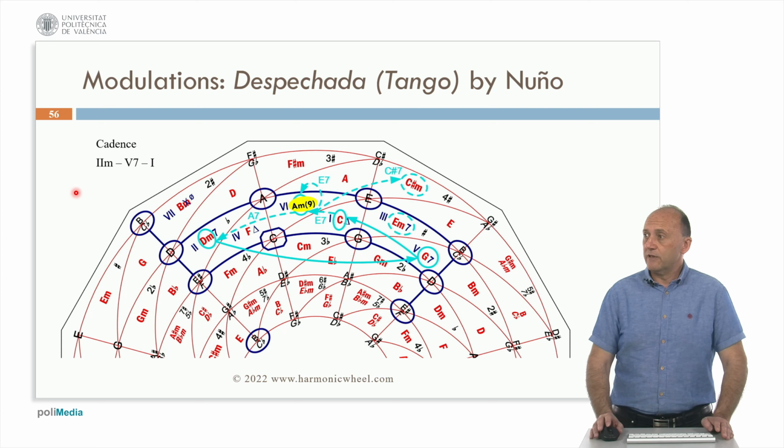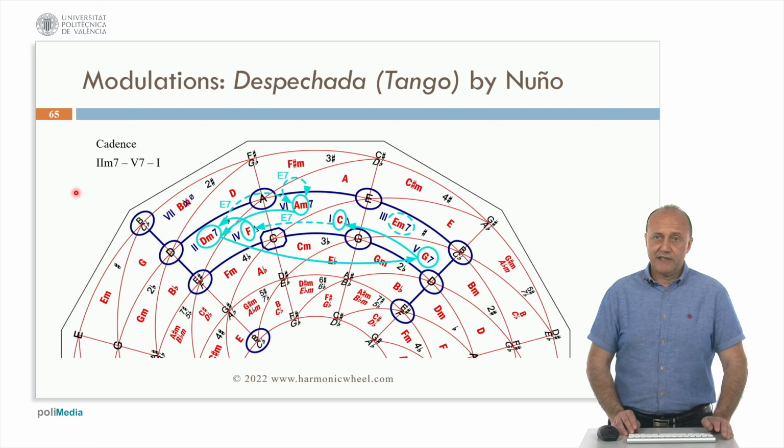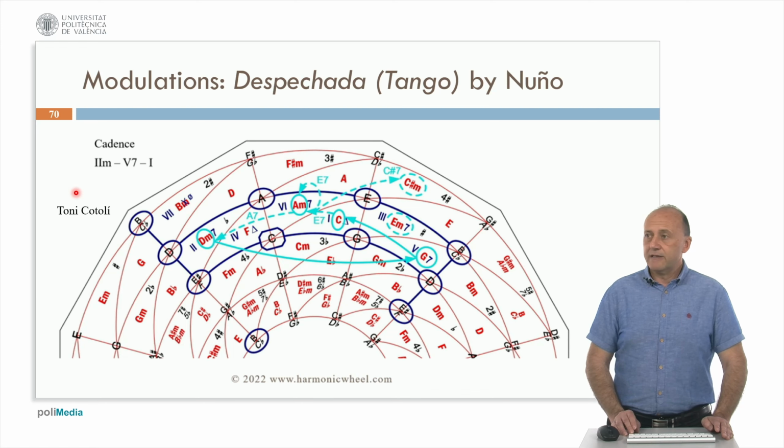In the first section, we start with A minor, and then the cadence 2, 5, 1, and other chords. And then the modulation is to the key which is above this one, that is F sharp minor, and then the cadence 2, 5, 1, and then we return to the first key, starting with A minor, then the cadence 2, 5, 1, and other chords in this key. Let's listen to it played by Tony Cottoli.